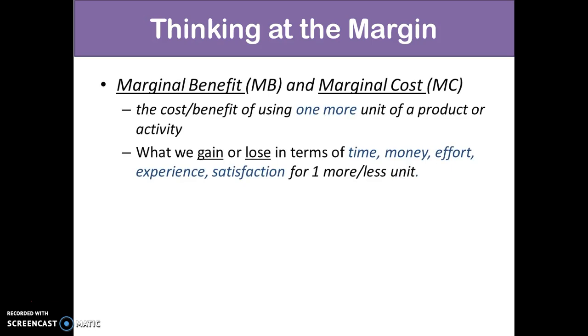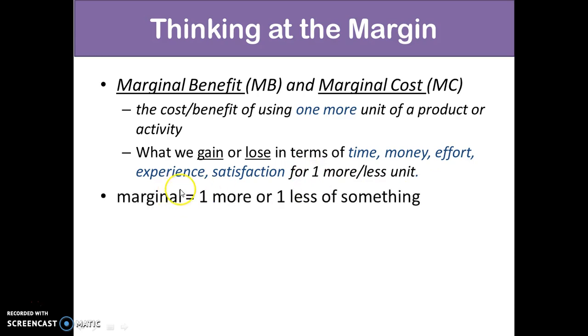And so marginal benefit is the benefit of using one more unit of a product or activity. Another way of saying it is what we gain in terms of time, money, effort, experience, or satisfaction for one more unit of something. Marginal cost is just the opposite. It's the cost of using one more unit of a product or activity, and it's what we lose for that one more or less unit of something. So marginal simply means one more or one less of something.